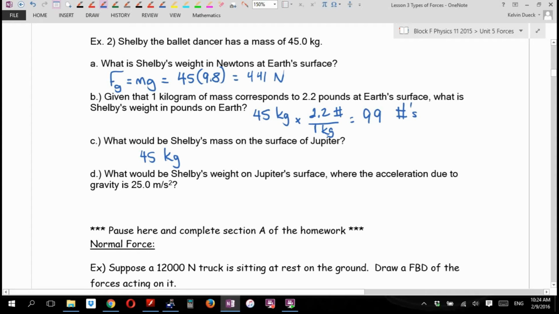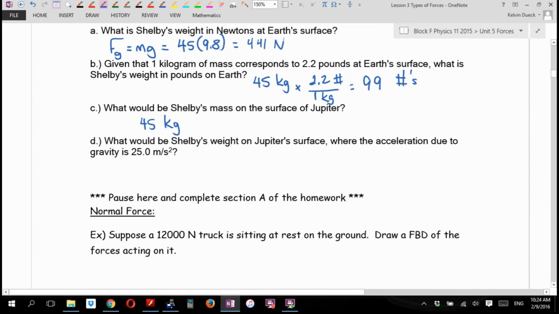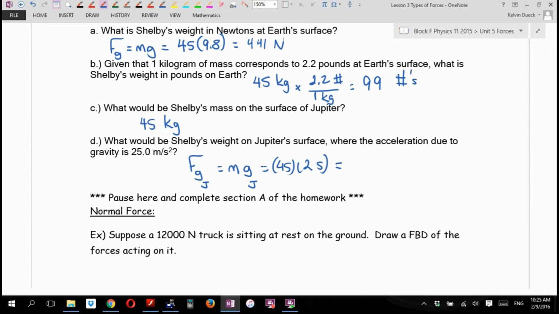What would Shelby's weight be on Jupiter, where the acceleration due to gravity is 25 meters per second squared? Fg, how about capital J for Jupiter? Would be m times gJ for Jupiter. 45 times 25. I should be able to do that one in my head. It's going to be 1125? Yes? 1125 what? Units? Newtons. Okay?